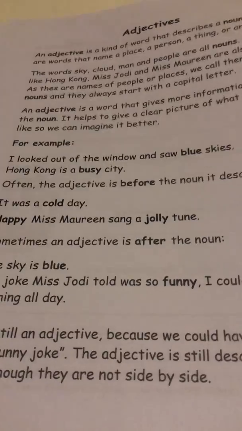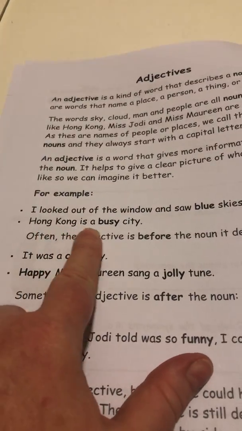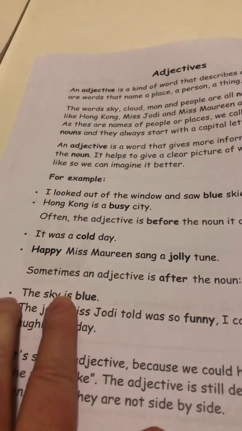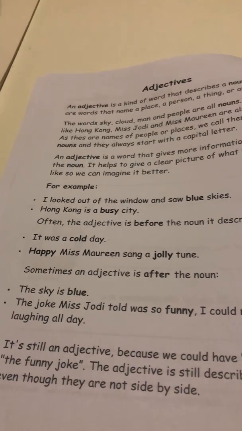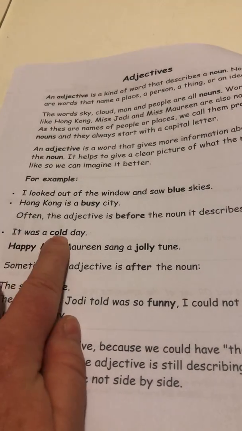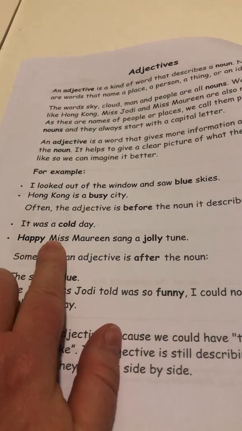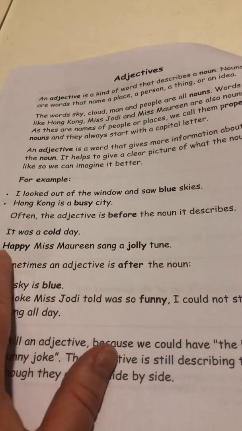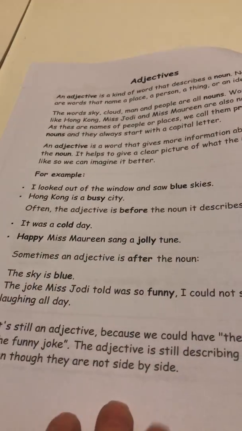And instead of just saying Hong Kong is a city, an adjective would make it more interesting by saying Hong Kong is a busy city. So adjectives often make a sentence sound much more interesting and they help you imagine the noun better. So it was a cold day, that's describing the day. Happy Miss Maureen sang a jolly tune. There's 2 adjectives there. Miss Maureen who is happy and a tune that's jolly.